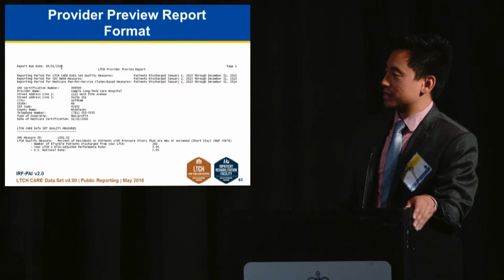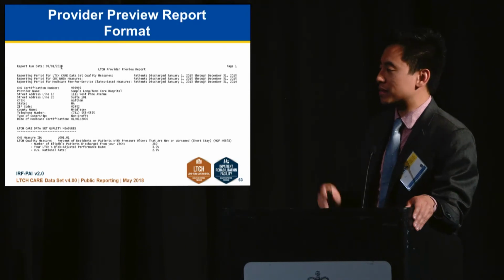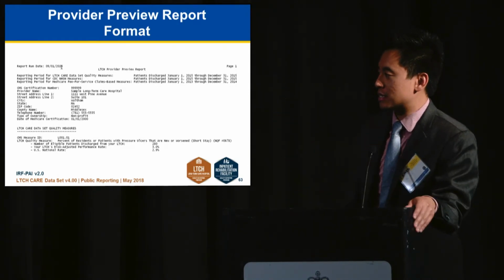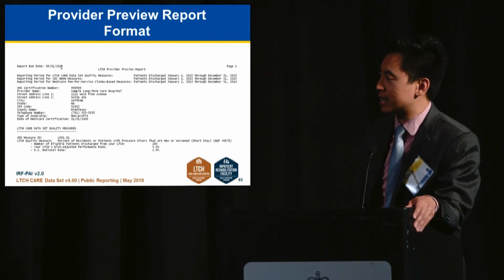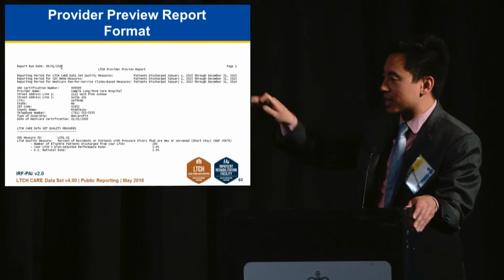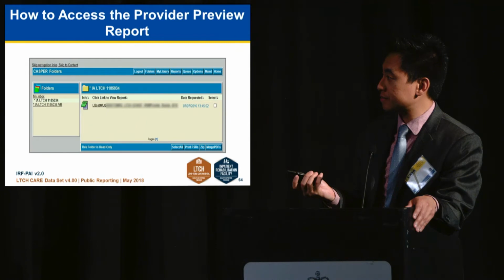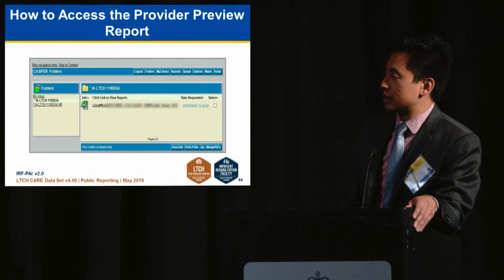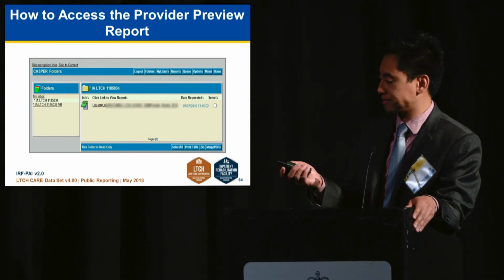And here's the provider previews you guys actually received. So it was a text file, pretty much the same thing as you saw in the previous slide, but it is more of a simple plain text report. You have the reporting periods on top, your provider information, and then pretty much your quality measure information at the bottom. And how you get these reports is, when it's released, it's automatically placed in your inbox in the CASPER system.